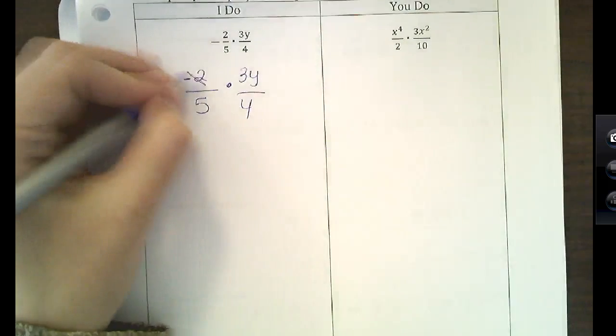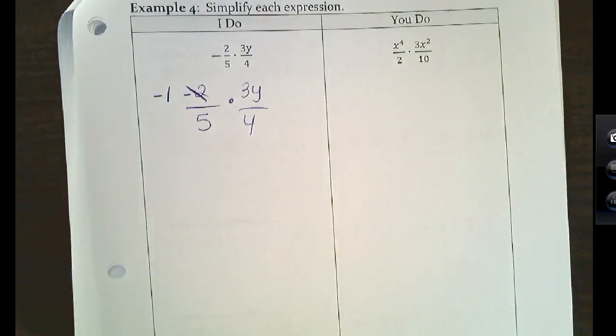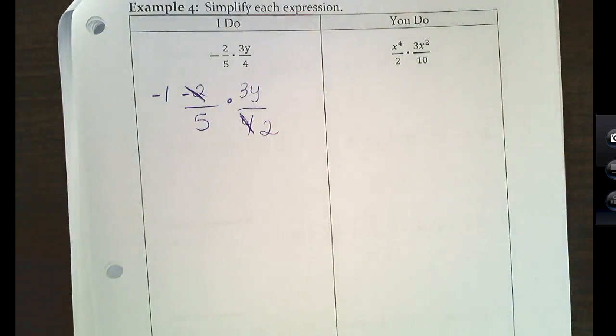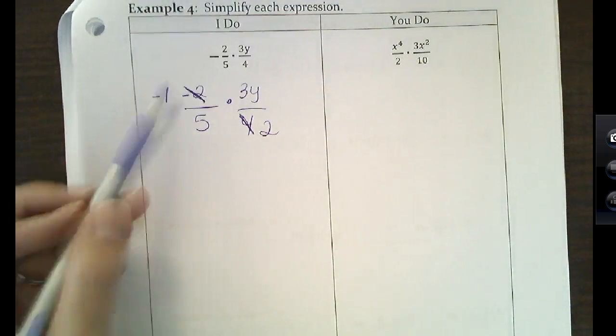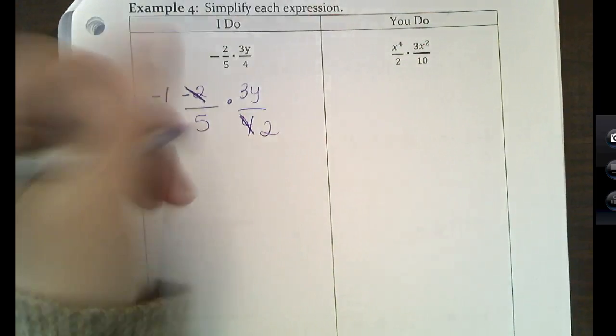We're going to put our negative in our numerator, times by 3y over 4. And then we can cross cancel. Do you agree that 2 and 4 can both be divided by 2? So negative 2 divided by 2 is a negative 1. What's 4 divided by 2? 2. Now let's multiply. What's negative 1 times 3y? Negative 3y, good.